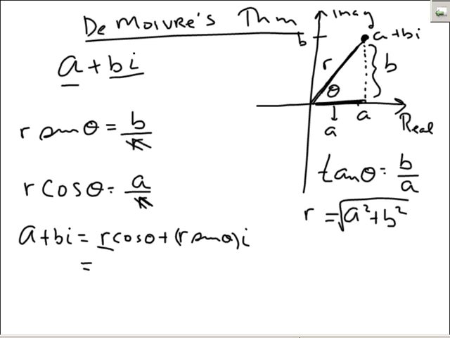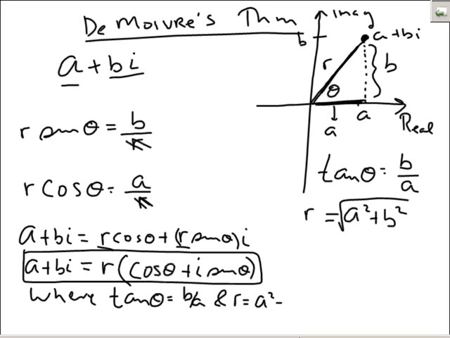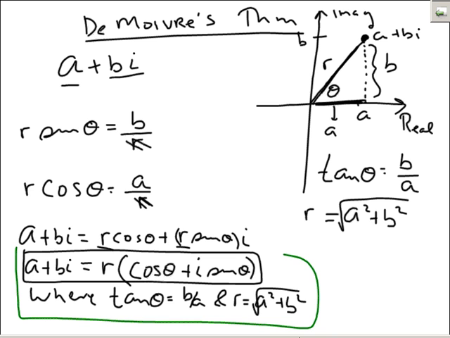Now, all I'll say is that each term has an r. I can factor it out. So it's r times cosine of theta plus sine theta times i. I'll just put the i in front. Any complex number can be written this way, where the tangent of theta is b over a, and r is the square root of a squared plus b squared. Any complex number can be written as r times cosine theta plus i sine theta.